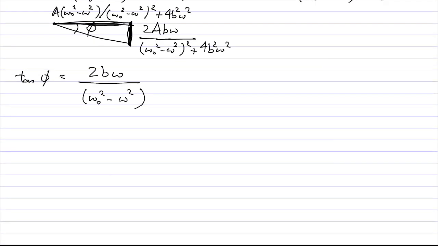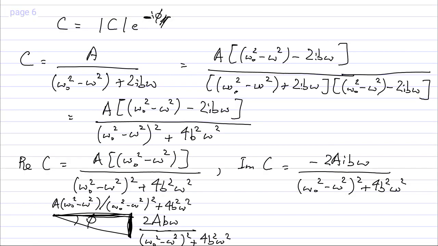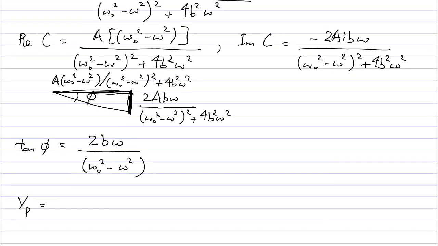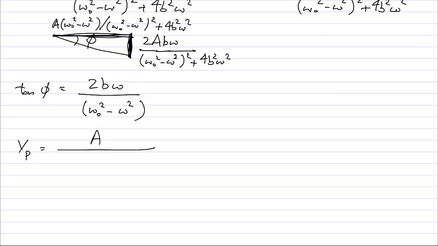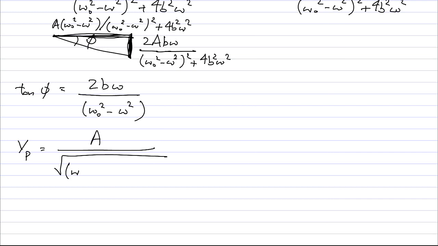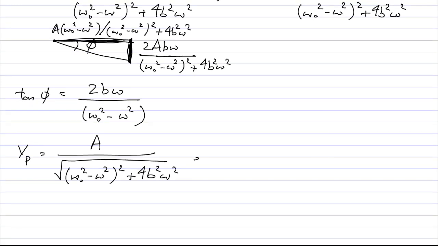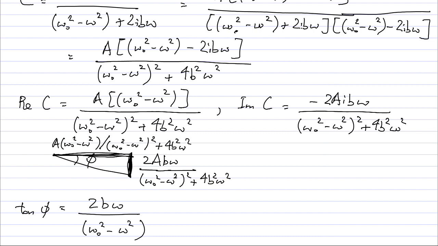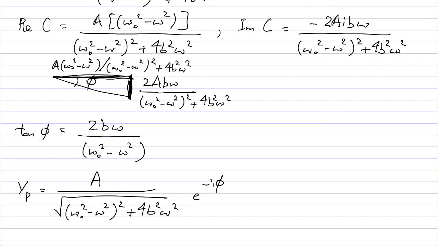So yp is equal to mod c. Let me just write down mod c is equal to a over the square root of (ω₀² − ω²)² plus 4β²ω², and you have e raised to the minus iφ, and we know how to find φ, because we know how to find the real part of C and the imaginary part of C, and φ is just given by the ratio of those two, right?